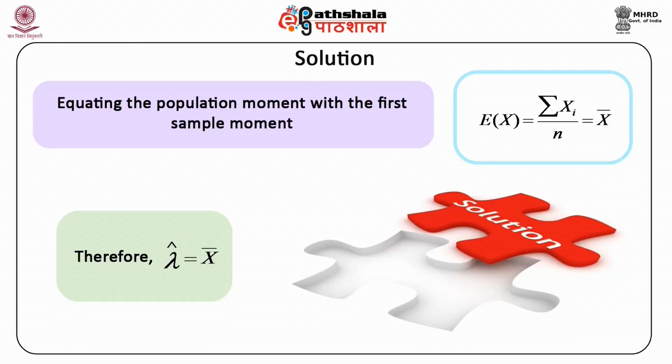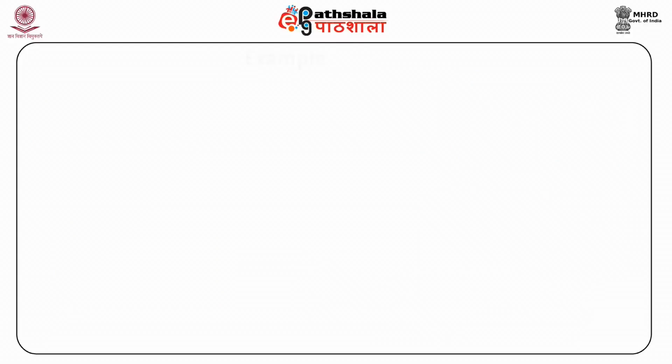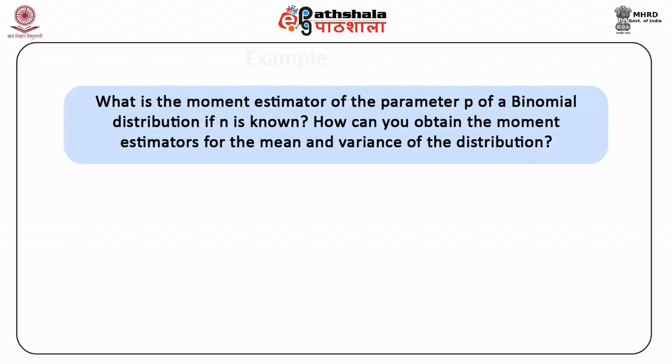Implication. For any particular Poisson distribution, we can draw a random sample from that population, and the calculated value of the sample mean based on the sample observations gives us a point estimate of the parameter value. Example could be, what is the moment estimator of the parameter p of a binomial distribution if n is known? How can you obtain the moment estimators for the mean and variance of the distribution?